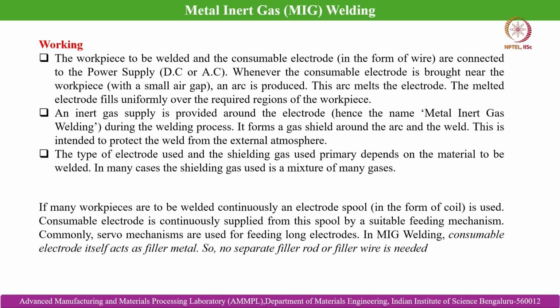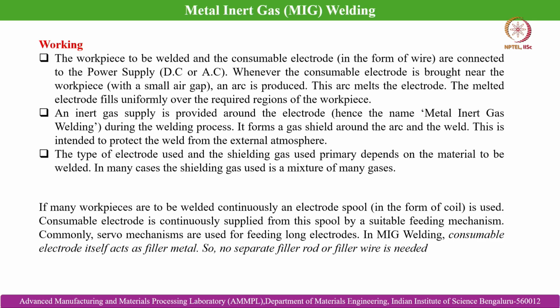During the welding process, it forms a gas shield to prevent oxidation and gas entrapment in the joint. The type of electrode used and the shielding gas used primarily depends on the material to be welded. It is the workpiece material that serves as a deciding factor on the choice of the electrode material and on the choice of the protective shielding gas. It needs to be ensured that the gas does not react with the workpiece either in solid form or with the weld pool generated at the adjoining faying surfaces.